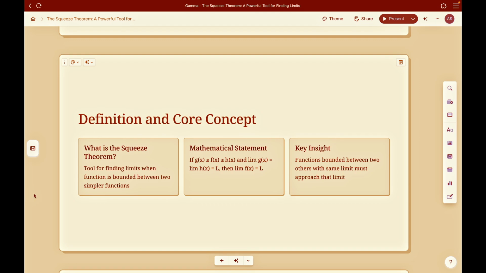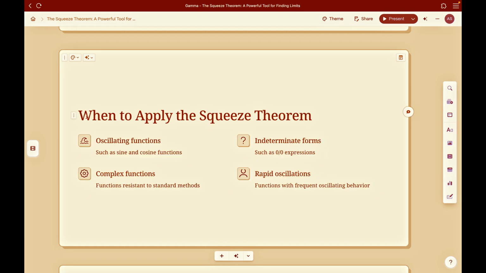So, let's move on to why we should even use this. This is when to apply the squeeze theorem, but also why to apply it. Now, the first is oscillating functions. Those limits can be tricky to calculate, especially when they're approaching infinity, so that's why you would use it. Now, if you have 0 over 0 and factoring is a little more difficult, you can also use this.